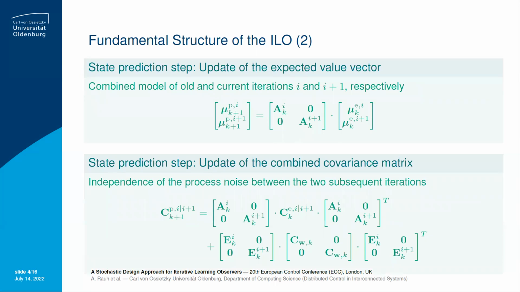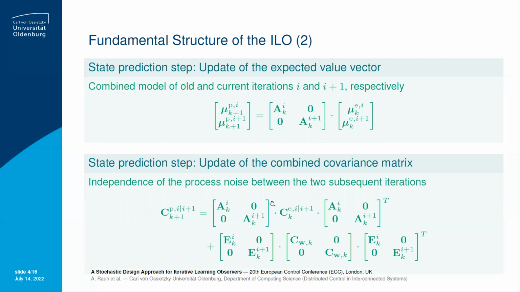Now let's discuss the possible structure of an iterative learning observer. As already mentioned in the beginning of this presentation, the iterative learning observer consists of a prediction stage on the one hand and an innovation stage on the other hand. In the prediction stage, both iterations, the old one and the current iteration, denoted by i and i+1, are combined in terms of updating the expected value of the estimated state variables. And at the same time, both iterations are also combined in the update of the predicted state covariance matrix.